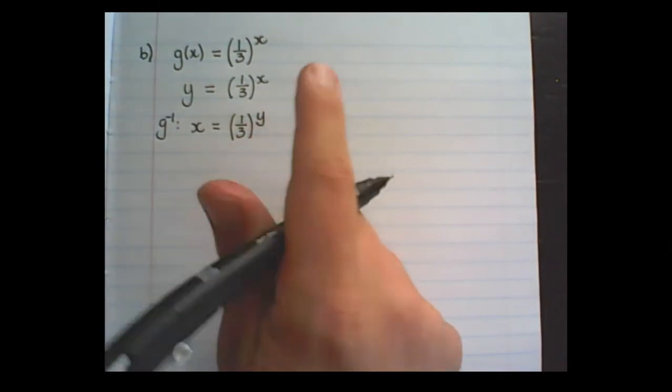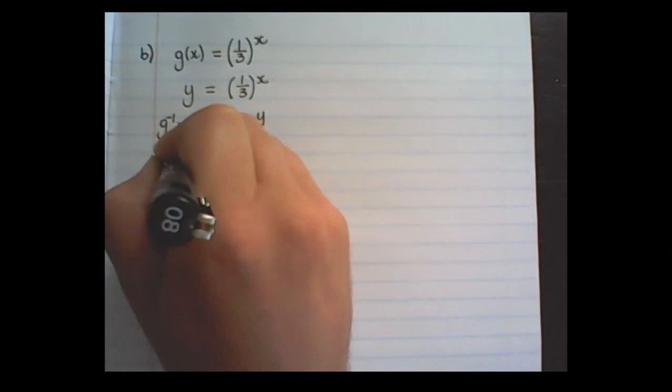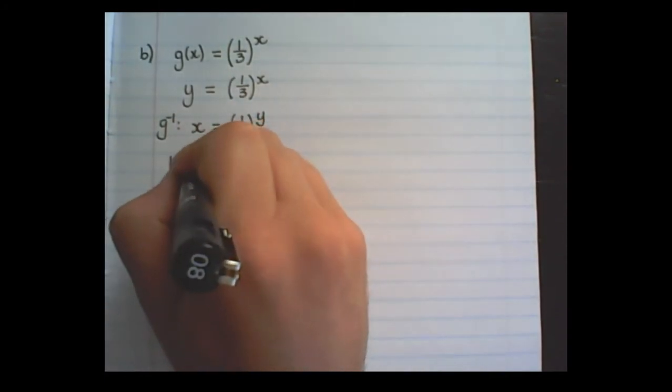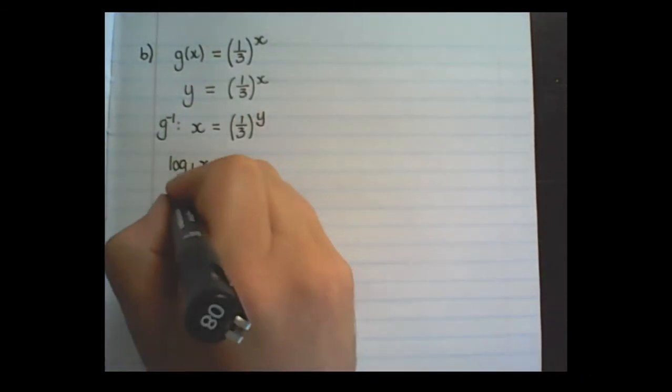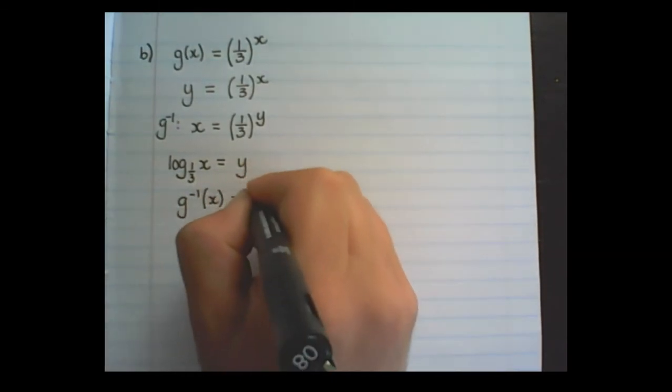Now, in order to solve for y, I need to use log laws. So the base of the exponent becomes the base in the log. And lastly, I need to rewrite y in its new notation.